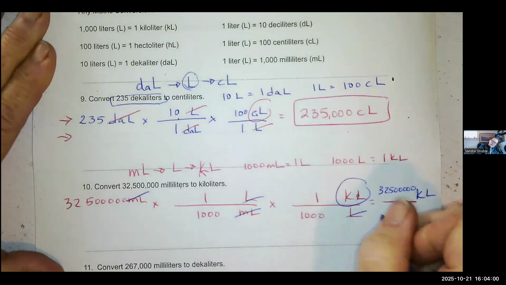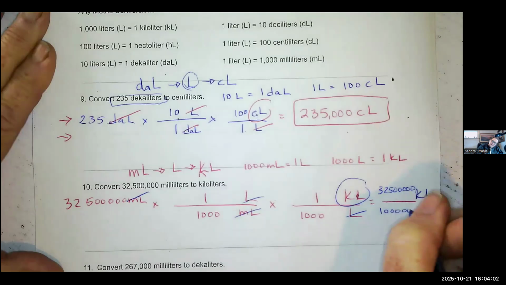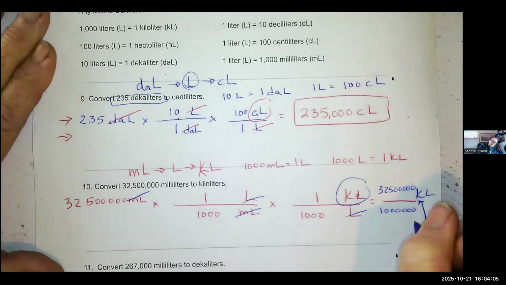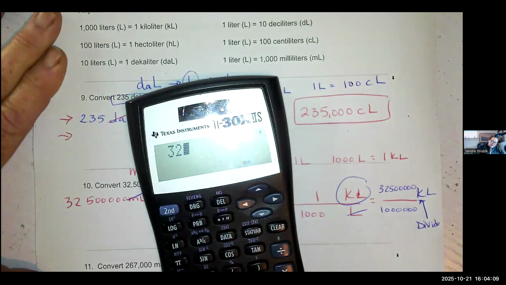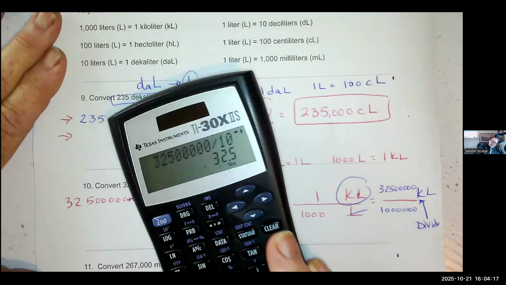And now, because there's a number on top of a number, we have to divide. So 32,500,000 divided by 1 million is 32.5. And this is kiloliters.